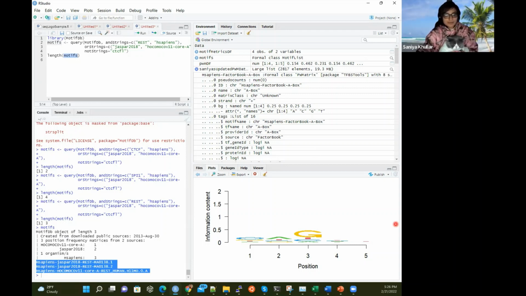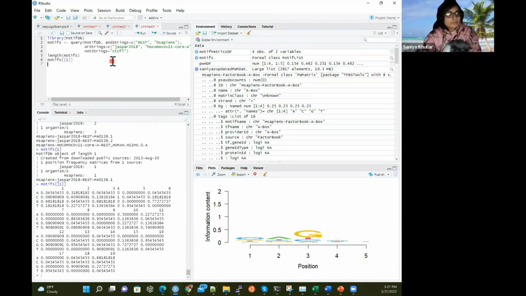So one thing I can do is, if I do motifs 1, it will say that we are getting this from JASPAR 2018 for Homo sapiens. It's going to take me to this basically. So this is a data resource here. And I can already say, okay, if I look at motifs 1, this is going to give me this top one here, which is going to be from here. And this is the probability weighted matrix for each of these positions.